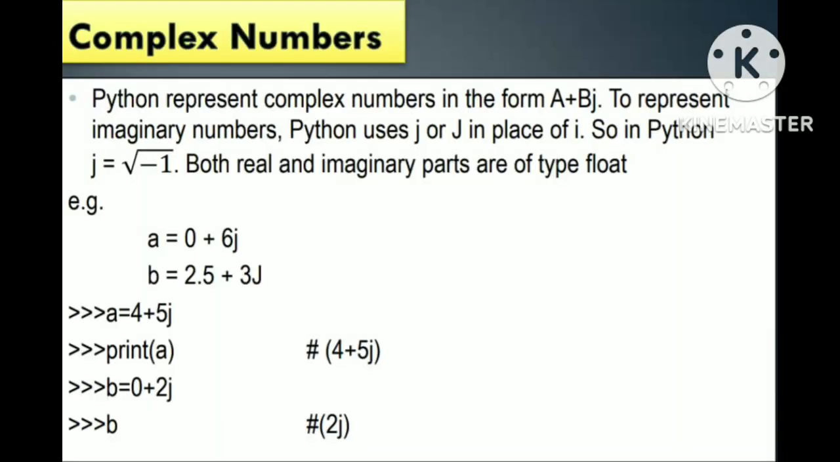Now, complex numbers. Python represents complex numbers in the form of a plus bj. To represent imaginary numbers, Python uses small j or capital J in place of i. So in Python, j equals root minus 1. Both real and imaginary parts are of type float. For example, a equals 0 plus 6j, b equals 2.5 plus 3 capital J. If a equals 4 plus 5j, print a gives 4 plus 5j. If b equals 0 plus 2j, then print b gives 2j as an output.